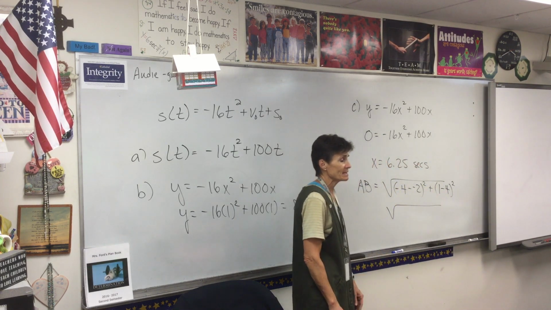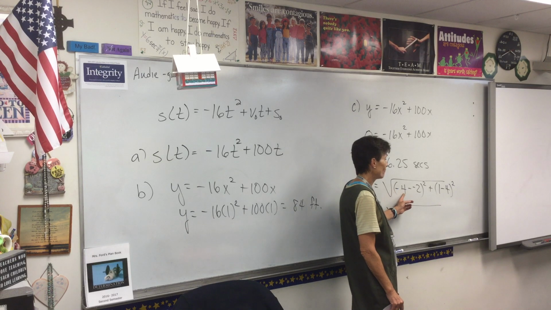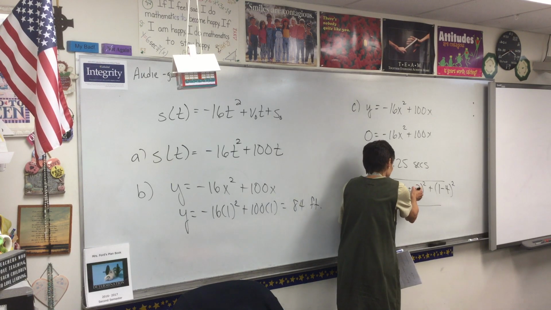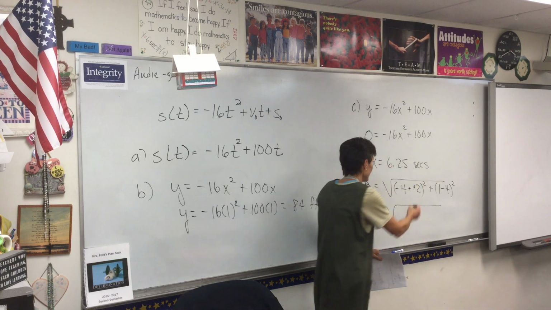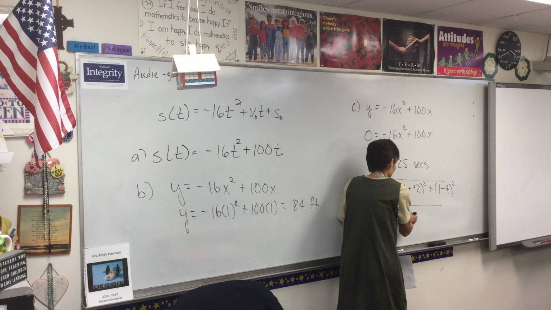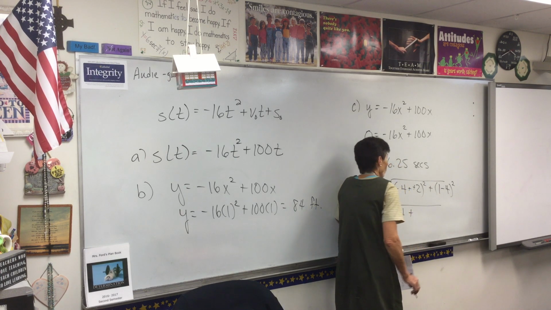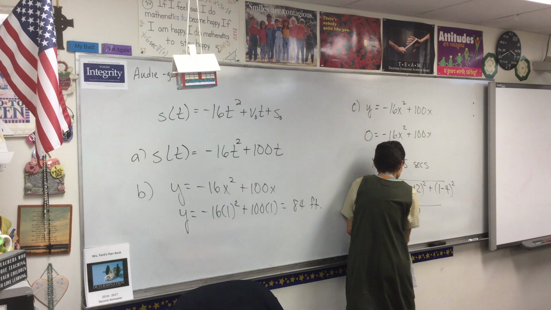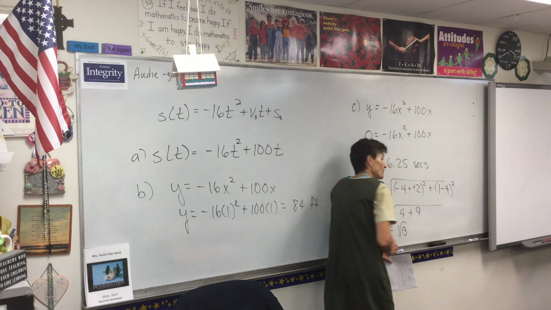Now do the arithmetic carefully. -4 minus -2. Those are going to become pluses, right? Yes. So what is that? -4 plus 2, -2 squared, 4. 1 minus 4, -3 squared, 9. So my answer is the square root of 13.